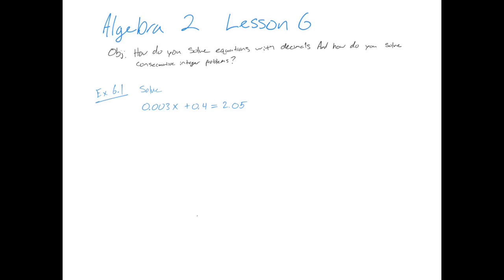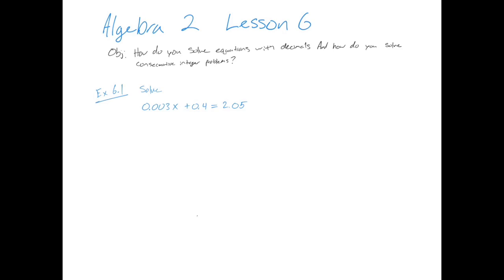Algebra 2, Lesson 6 from the Saxon math book. Our objective is to learn how to solve equations with decimals and how to solve consecutive integer problems. We'll start off with the first part: how do you solve equations with decimals?